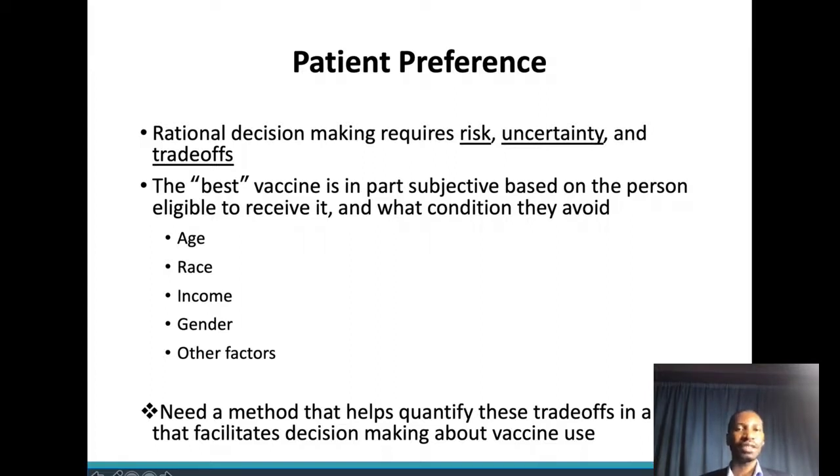So the best vaccine is in part subjective based on the persons eligible to receive it and what condition they avoid. So it may vary, for instance, by age, by race, by income, by gender, and other factors. So we need a method that helps us quantify these trade-offs in a way that simplifies decision-making about vaccine use.